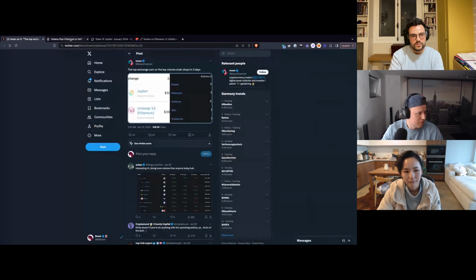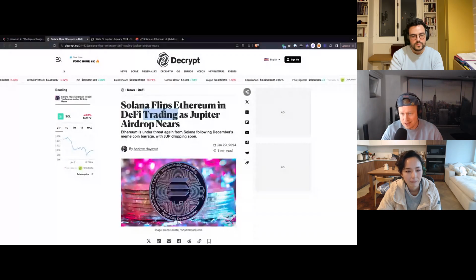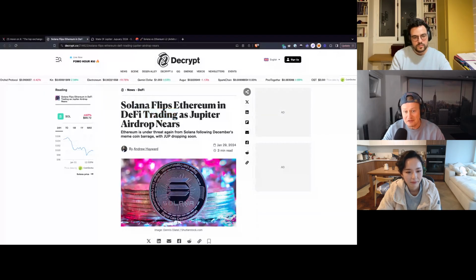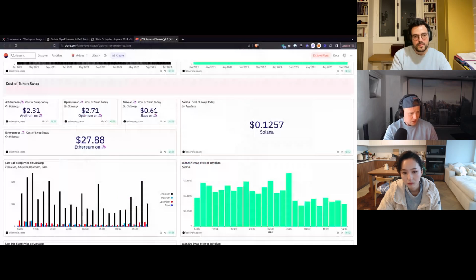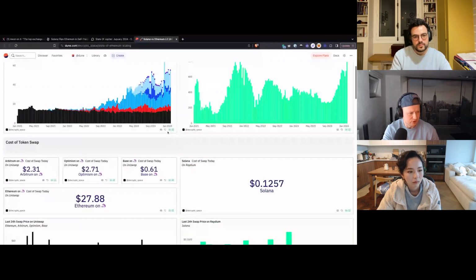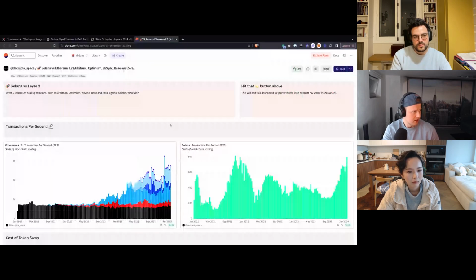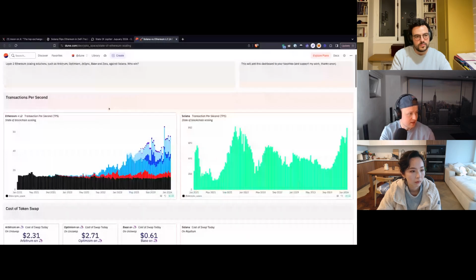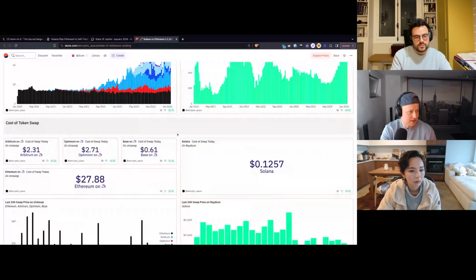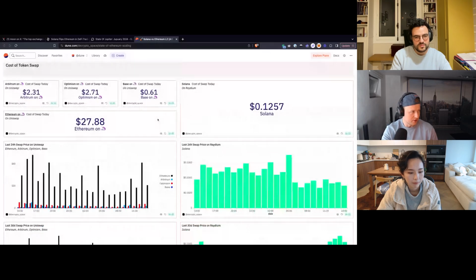And Decrypt even picked this up as a news story, and they reported it as "Solana flips Ethereum in DeFi trading as Jupiter airdrop nears." With all these grandiose headlines, I always think you need to be careful about what you're actually looking at, because I found this beautiful dashboard on Dune built by Crypto Space. I don't know this creator, but it's very helpful in making my point here.